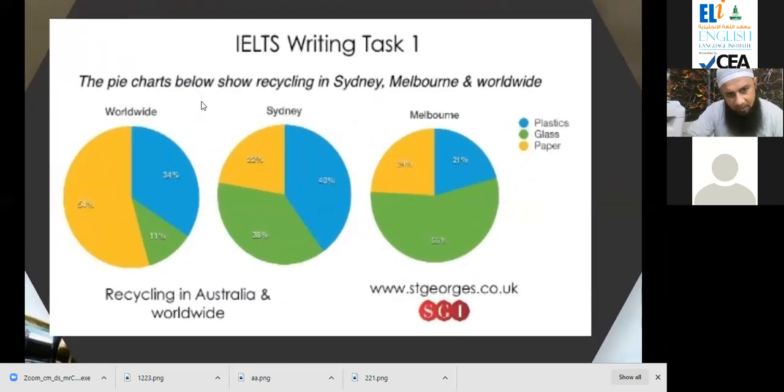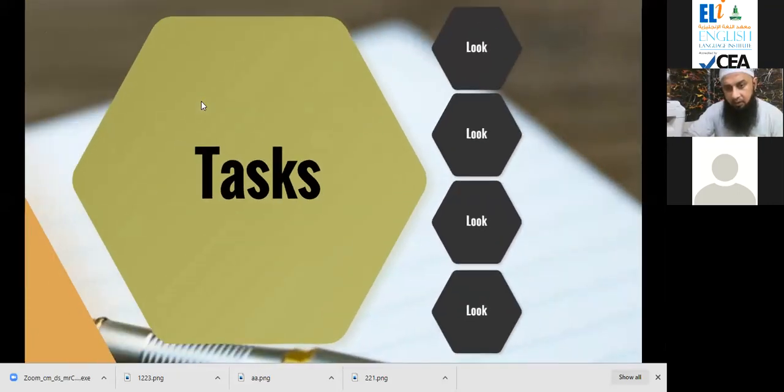And also this pie chart, worldwide, Sydney, Melbourne. So you see these pie charts, you have to describe all of them. Recycling in Australia and worldwide. They'll give you this and you start writing on it. So you have to understand the percentages and how to describe percentages, proportions, and how to tell what increases, what decreases, everything they want to see. The summary, they don't want to check your opinion. They want to check this. Don't give your opinion. Okay, we'll learn about it more.